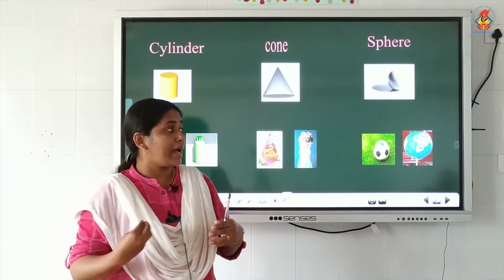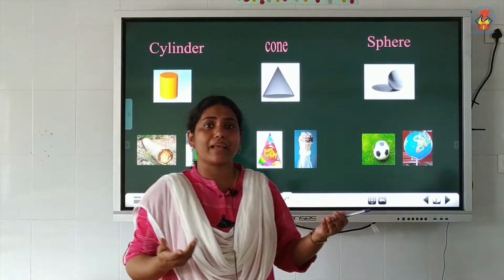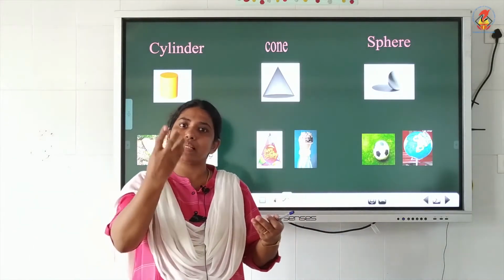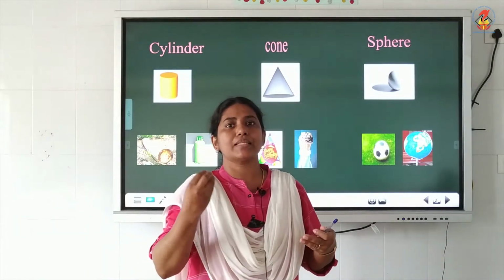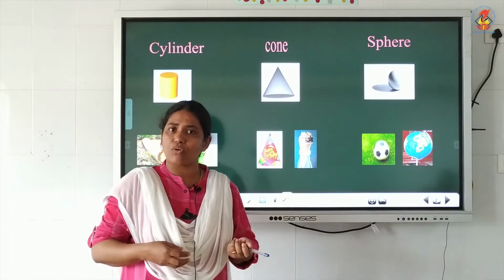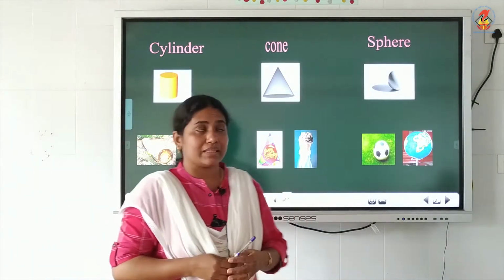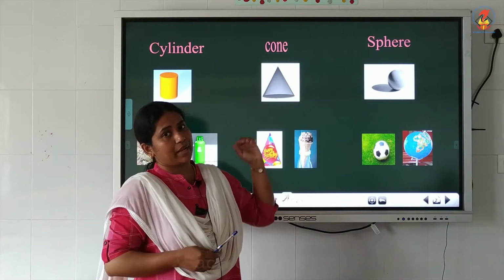Is it, children? And here, the cone ice cream. We say cone ice cream because it is a cone shape. So that is also a very good example for cone. Find more examples from your surroundings for this 3D solid shape.